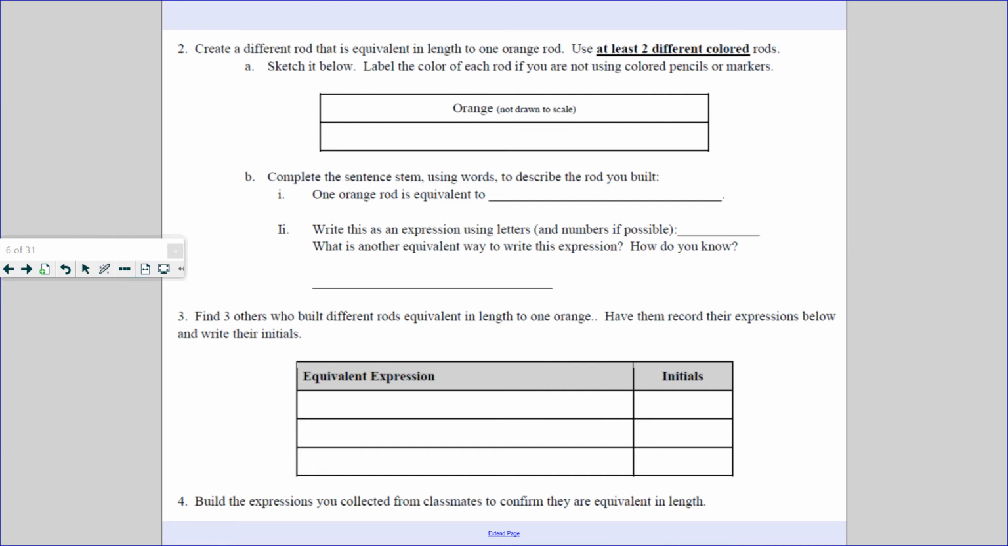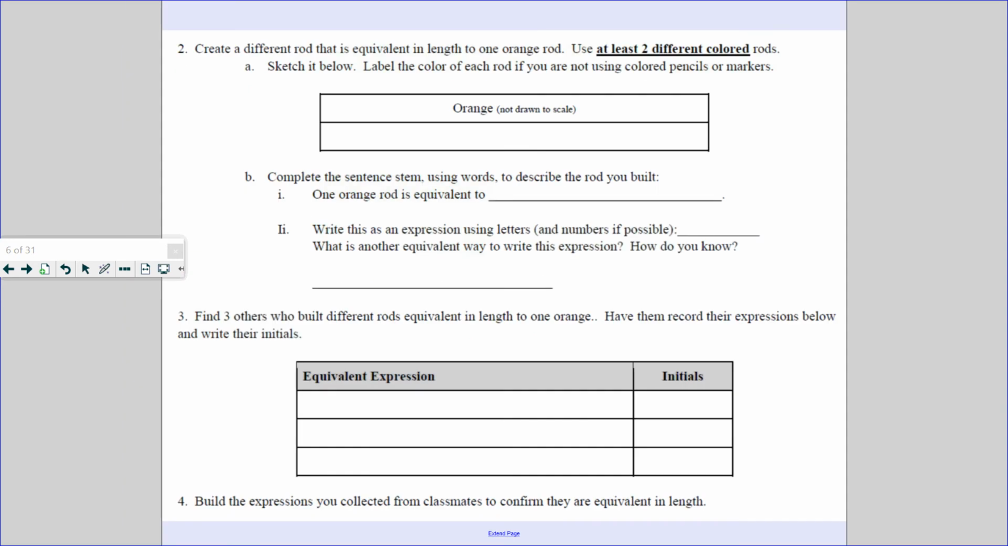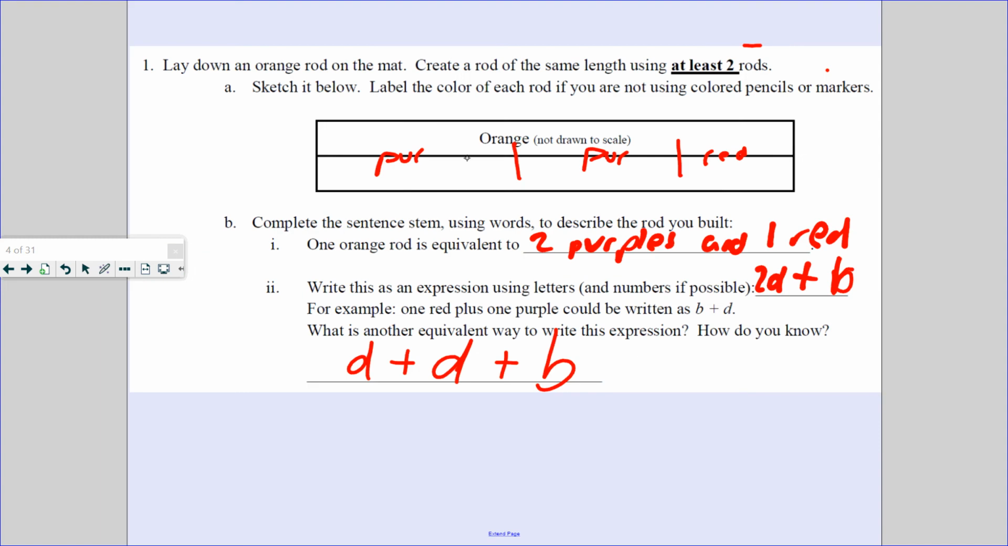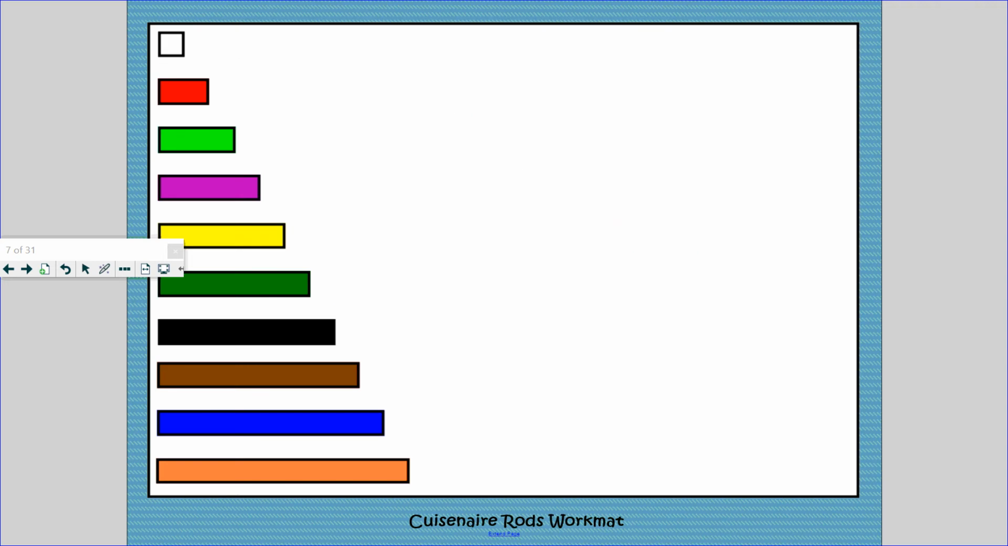So that's number 1. Create a different rod that is equivalent to one orange rod. Use at least 2 different colored rods. So in this one, I used at least 2 rods. I used 3 rods. Here I need to use at least 2 different colors. In here, maybe some people only use 1 color to show an orange rod. So sketch it below.